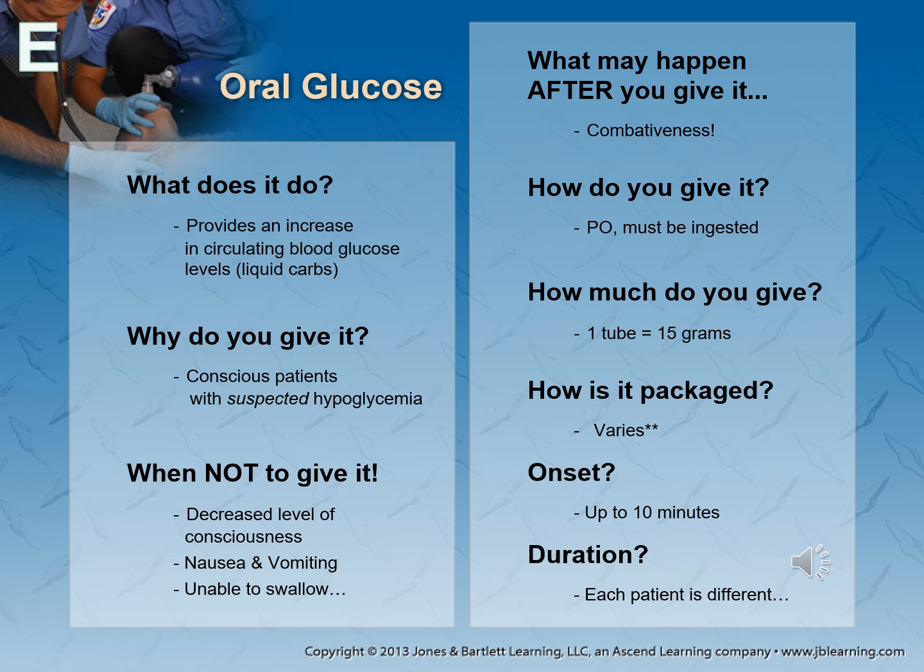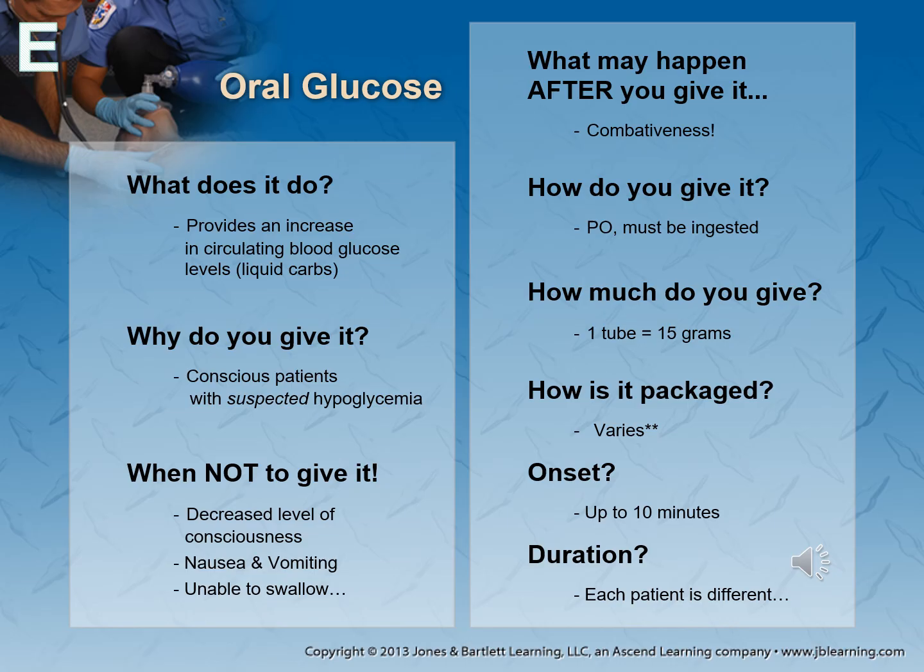We should not give it to our patients if they have a decreased level of consciousness, they're unable to swallow, or they're nauseous with vomiting. After you give it, depending on how they respond when they're hypoglycemic, as they start to come back to a normal blood sugar, they might become combative, so be careful of that. How much do you give? Just go ahead and give one tube.